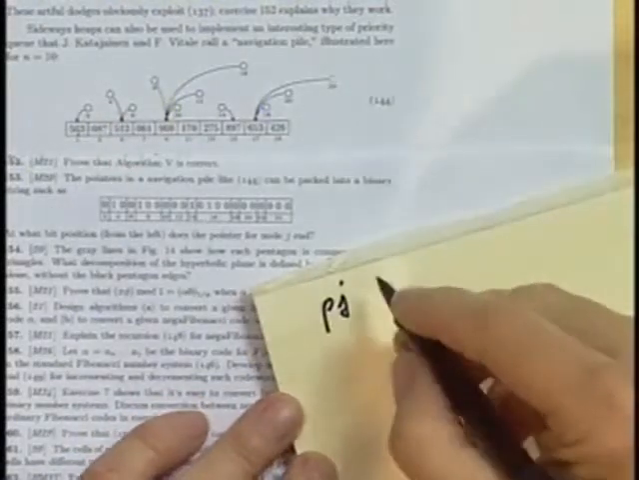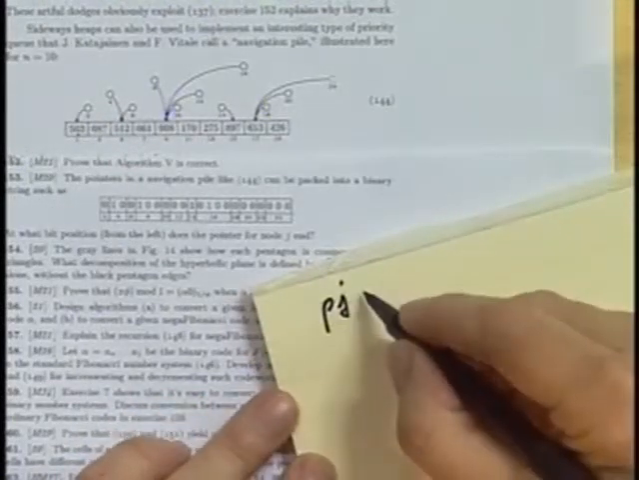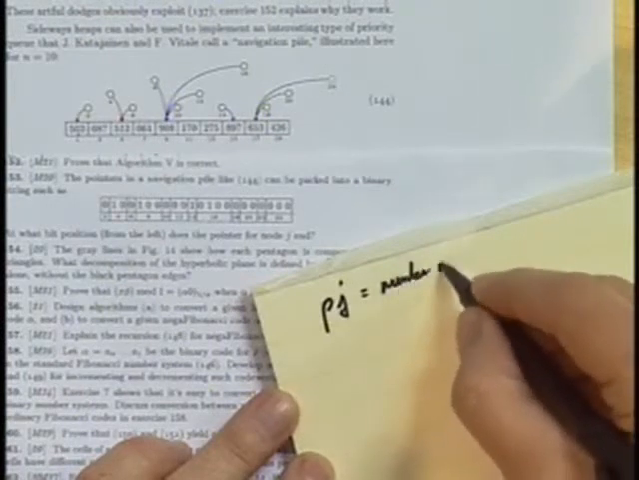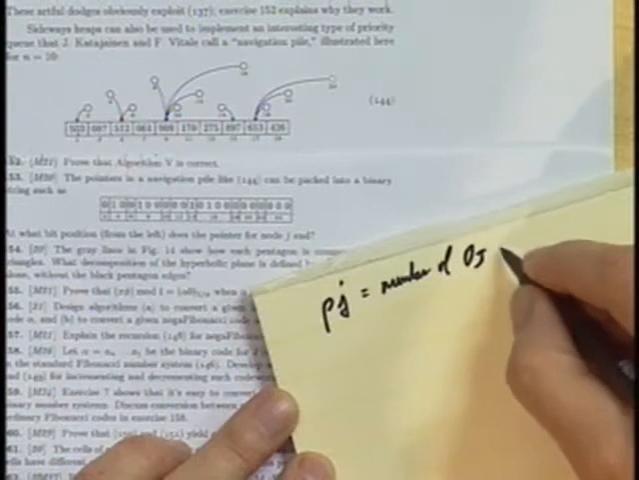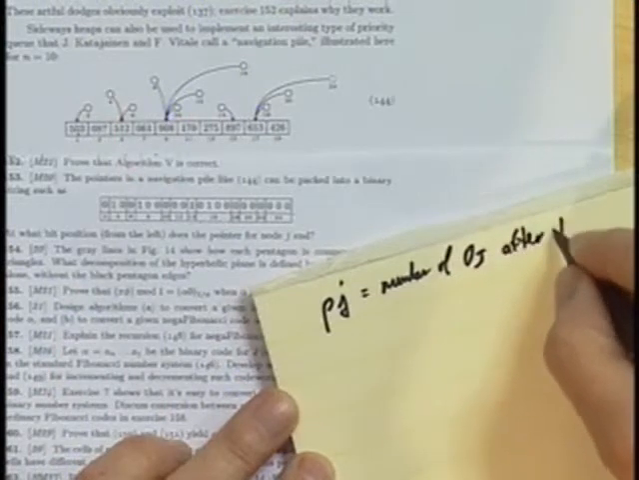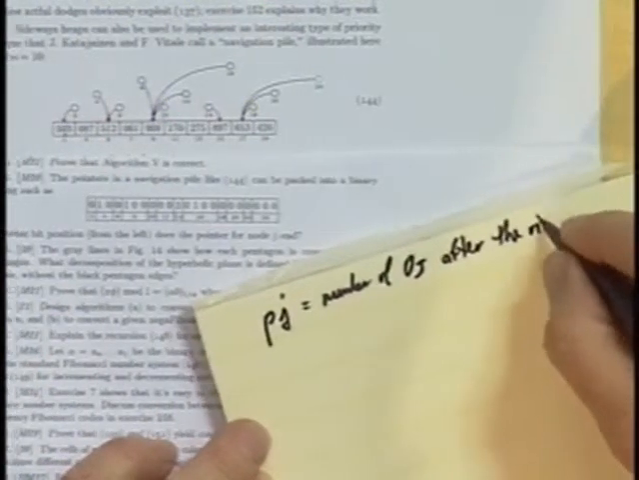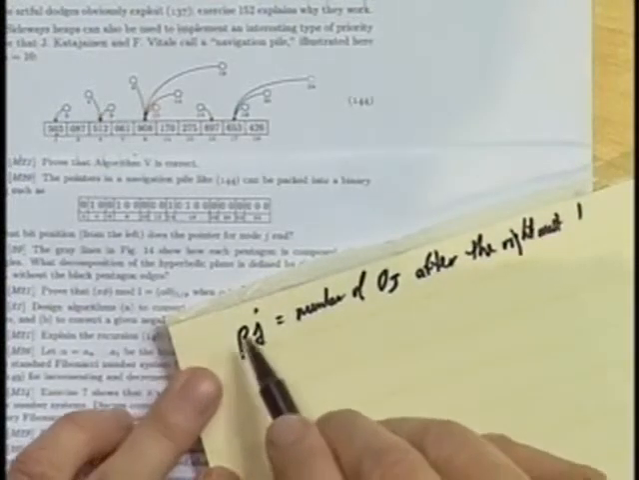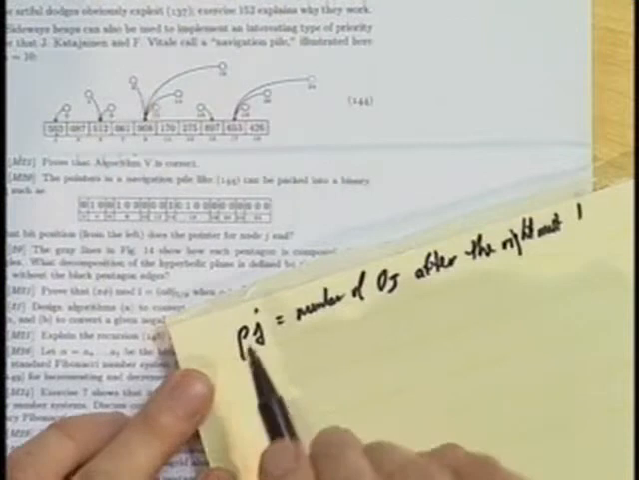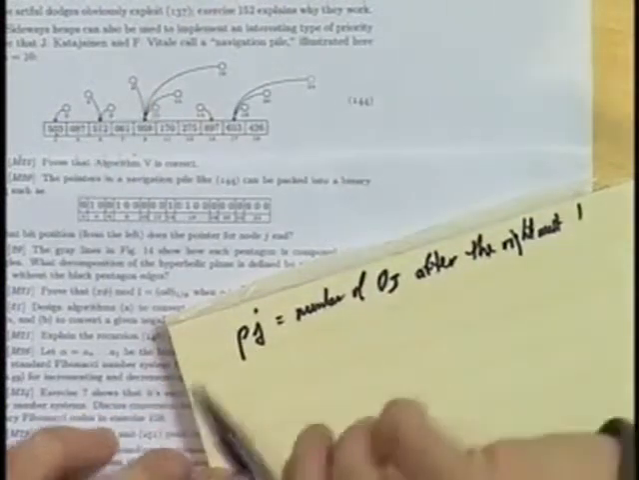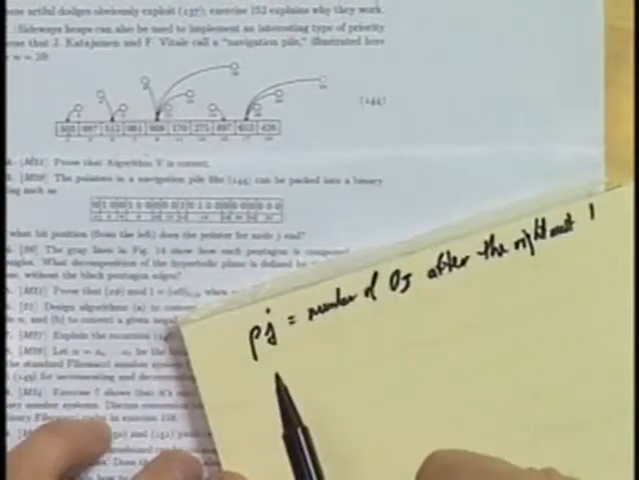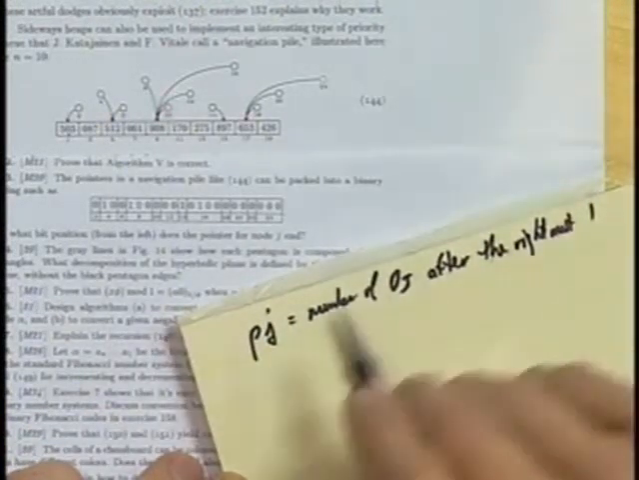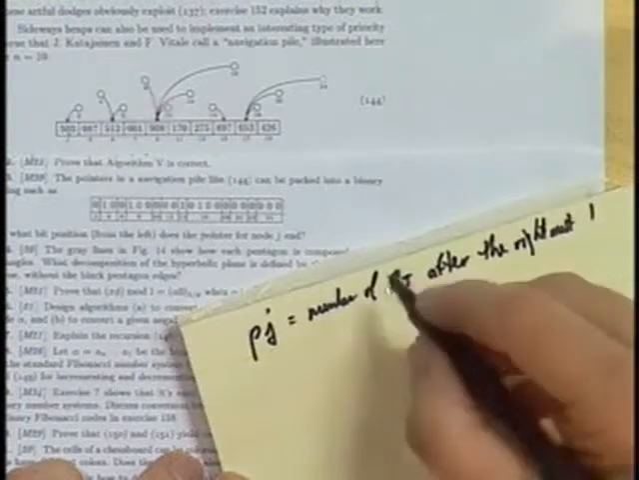And I talked about it in my other lecture, but this is the number of zeros after the rightmost one. So an odd number row of J is 0, and an oddly even number row of J is 1, and so on. So this is the number of bits in the pointer from node J in a sideways heap. And in a navigation pile, it's the number of bits in the pointer, the number of zeros.